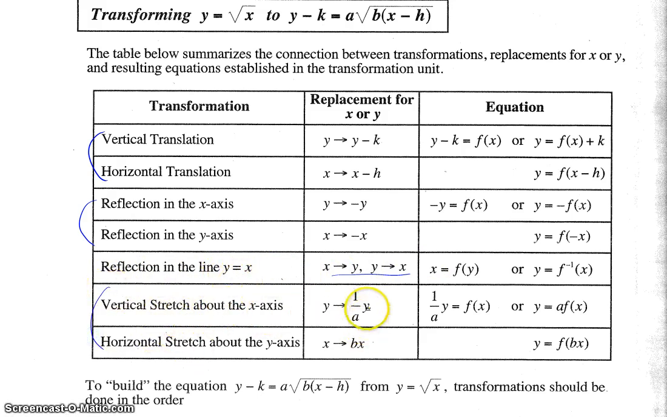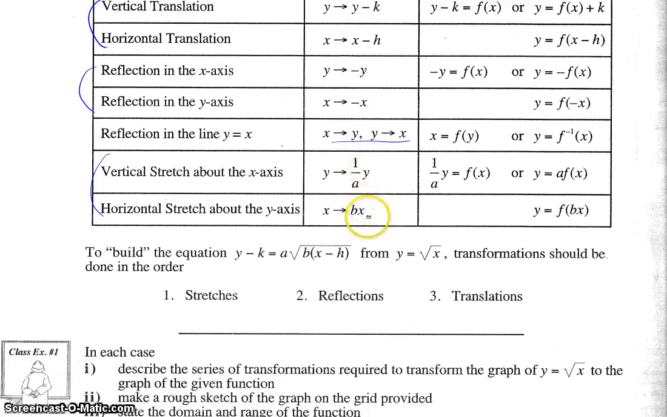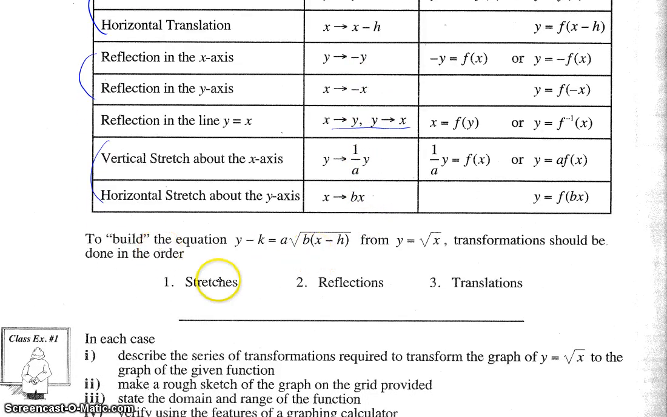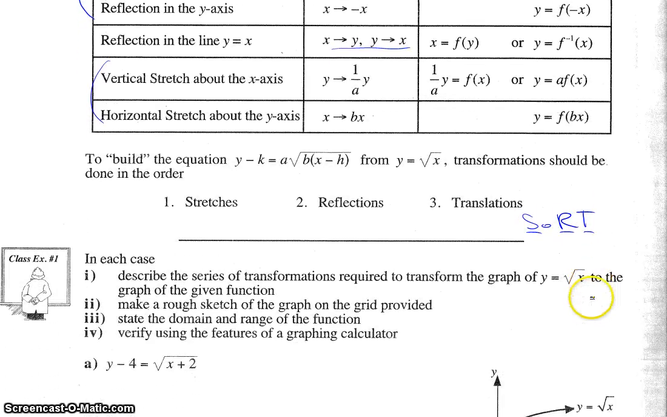Vertical stretch is replacing y with something, and therefore you would take the reciprocal of that to get the stretch factor. Or stretching horizontally, x is replaced with something. And really the stretches are when you're multiplying your variable by a number, and the translations are when you're adding or subtracting. Reflections occur when you multiply x or y by a negative number. And as before, in order to build the equation, the order in which we do transformations is stretch, reflect, translate, or think of the word SORTED. Stretch, reflect, translate. All right, good. Let's take a look at example 1.